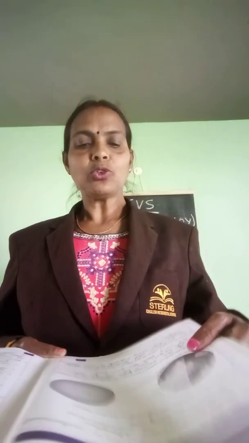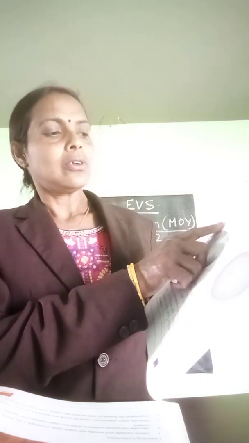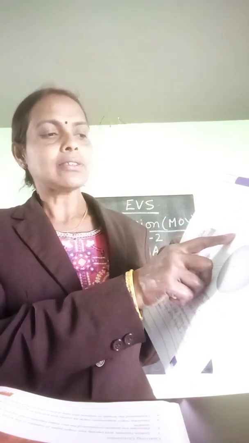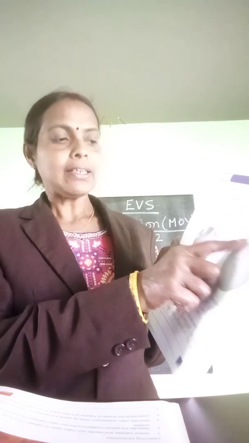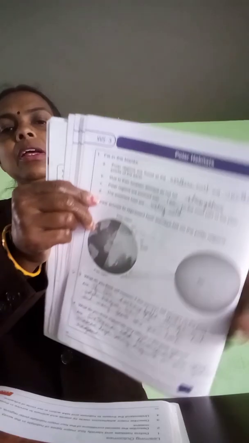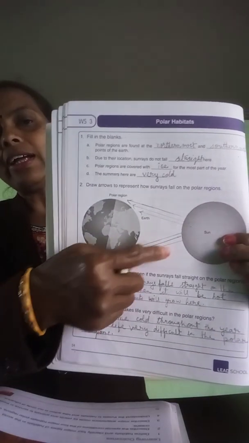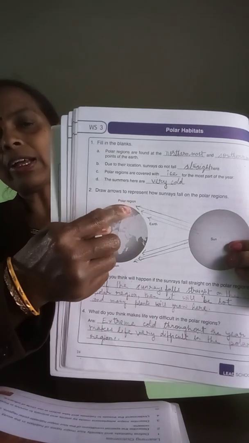Now next one, you have to draw sun rays. Draw arrows to represent how sun rays fall on the polar region. So you have to draw sun rays like this. I have drawn here, see. You have to draw sun rays, and you have to show how they will fall on the polar region. These 2 are the polar regions.